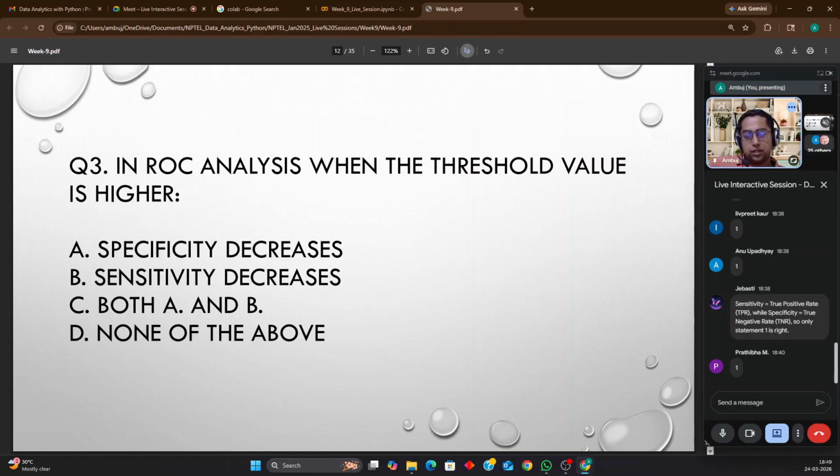Next, we come to another question in ROC analysis. When the threshold value is higher: specificity decreases, sensitivity decreases, both A and B, or none of them. Try to solve.